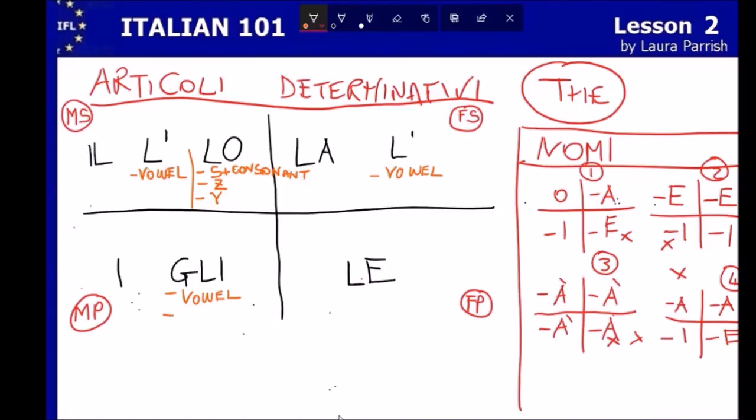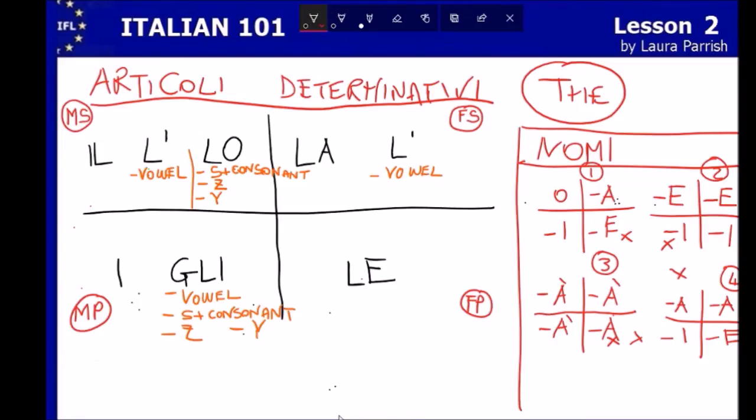Masculine plural words starting with S plus consonant, masculine plural words starting with Z, and masculine plural words starting with Y. And here you have it. Here are all the rules. So let's start and do some exercises.